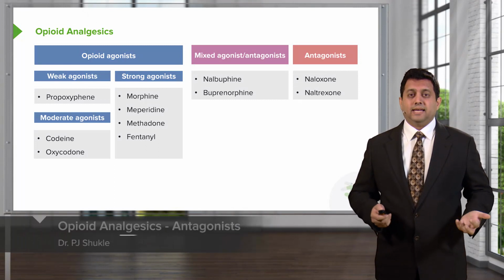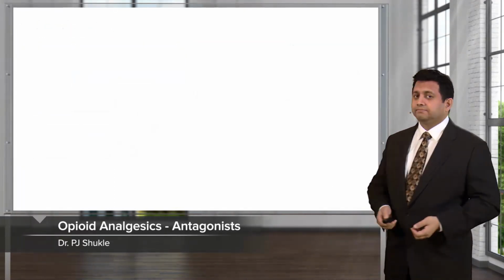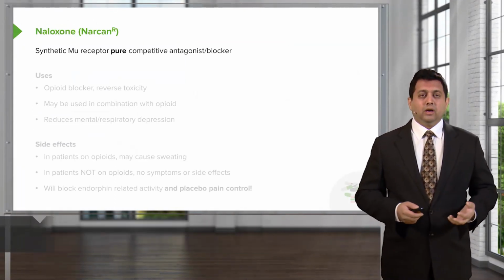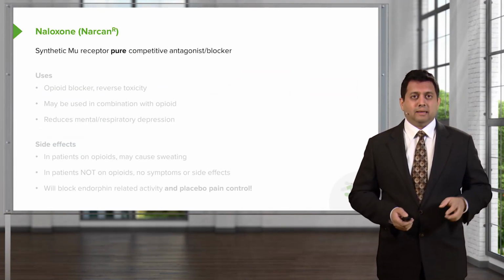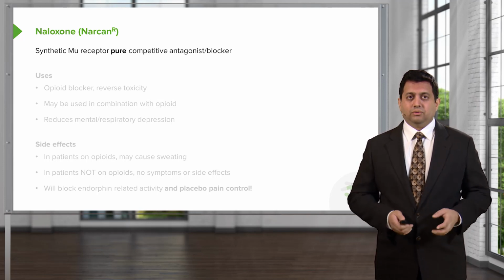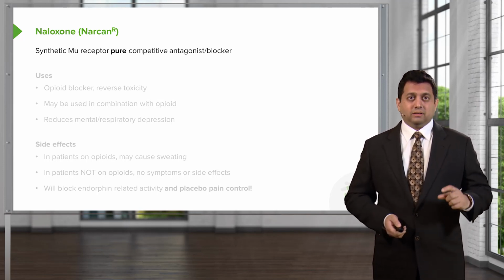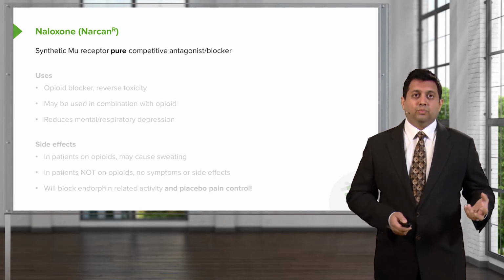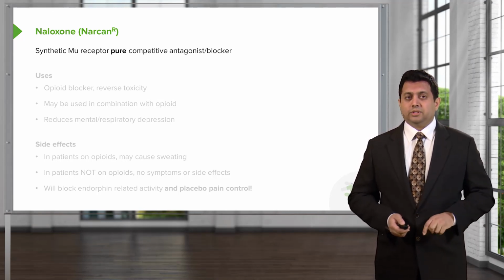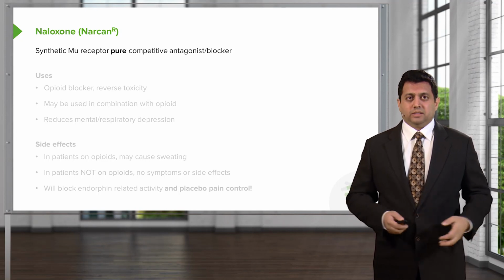All right, the antagonists, naloxone. Naloxone is also called Narcan. I do think it's important to know the trade name because in the crash kits or in the code kits, it'll often be labeled Narcan instead of its chemical name naloxone. So it is worthwhile for clinical practice to know its trade name. For your exam, it's not as important.